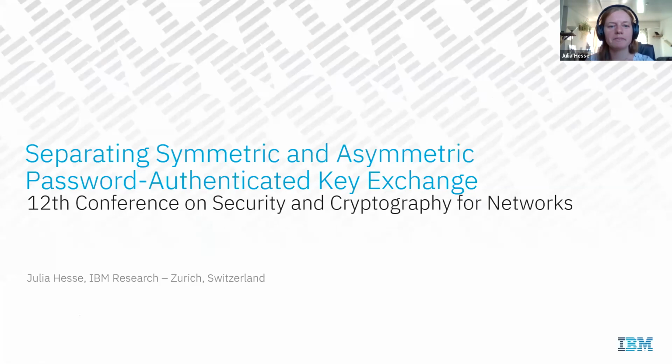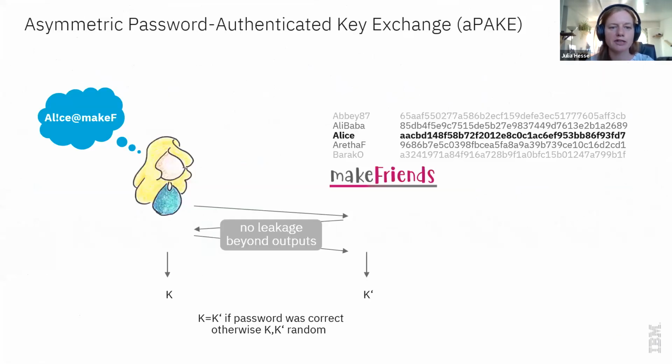Okay, so this paper is about password authenticated key exchange, or PAKE for short. Essentially it shows that the two versions of PAKE, symmetric and asymmetric, cannot be obtained from the same minimal assumptions. So let me just very briefly tell you what asymmetric PAKE is.